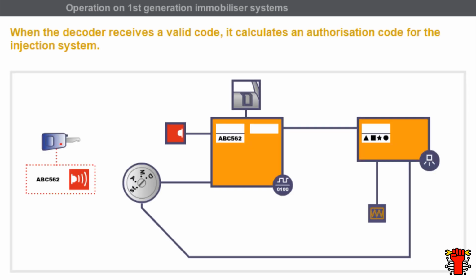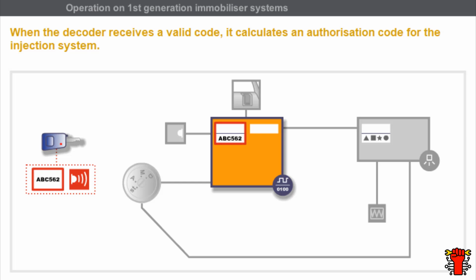Let us look back at the way a first-generation Immobiliser system works. In first-generation systems, the Immobiliser system is linked to the remote control. The transmitter contains a code and the decoder carries the same code in its memory. After the code received by the decoder is validated, the doors and boot are unlocked. At the same time, the decoder calculates an authorization code to transmit to the injection system.